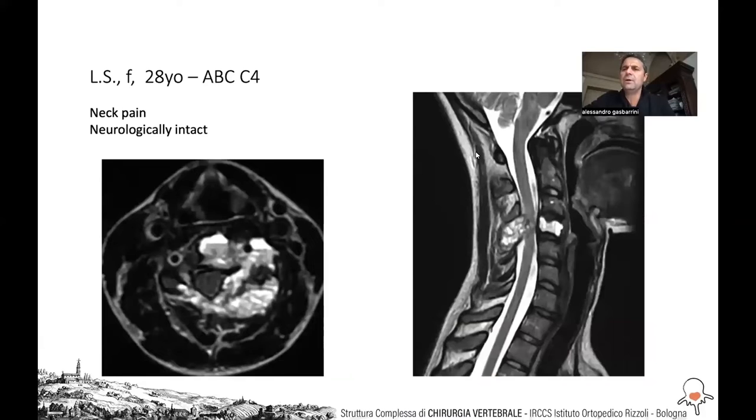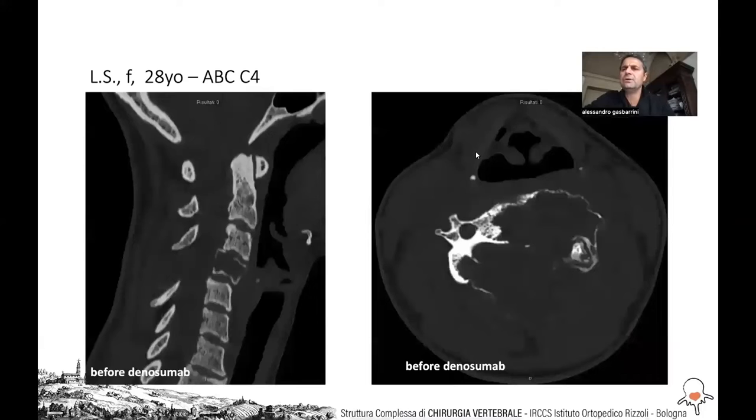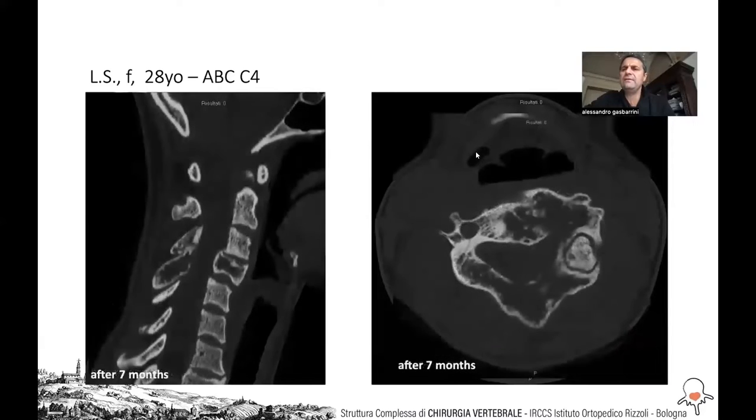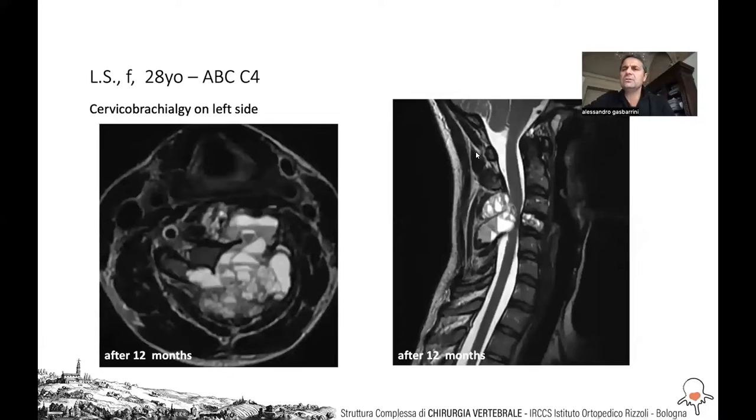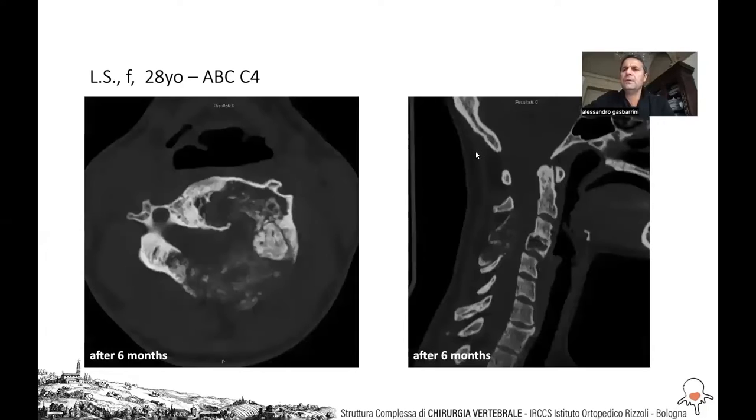A young woman, 28 years old, presented with neck pain and no neurological problems. MRI pattern was pathognomonic for ABC. The lesion was massively lytic. Denosumab was started, and after 7 months, the ossification was consistent. One year after denosumab had been stopped, she had a recurrence, and consequently, she started a second denosumab cycle with good response to the treatment.